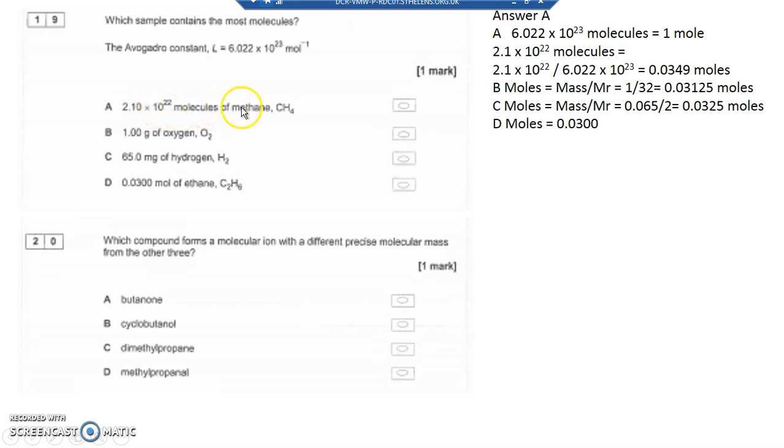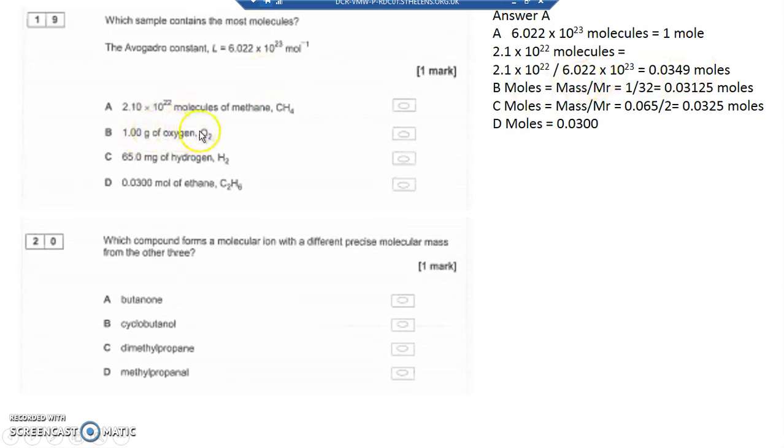I've got the number of particles here, which seems to be less than this number, 2.10 times 10 to the power of 22 only, not times 10 to the power of 23, so I've got less than a mole. So let's work out the fraction of a mole that I've got. I'll take the smaller number, 2.1 times 10 to the power of 22, divide by the larger number, and I'll work out the fraction of a mole that I've got. I've got 0.0349 moles in A.